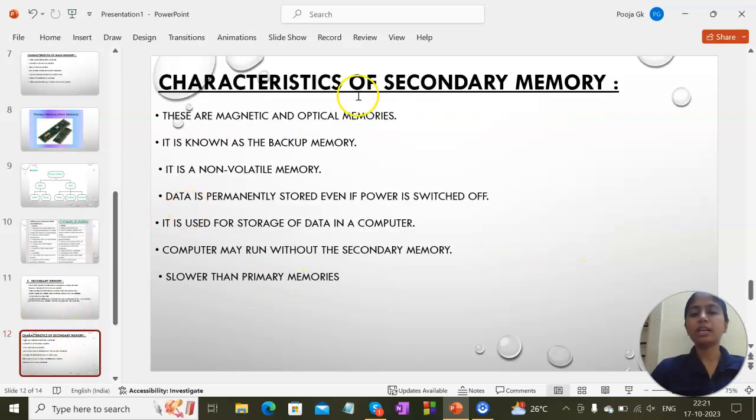Next are the characteristics of secondary memory. These are magnetic and optical memories, also known as backup memory. It is non-volatile, and data is permanently stored even when the power is switched off. It is used for the storage of data in a computer. A computer can run without secondary memory. It is slower compared to primary memory.